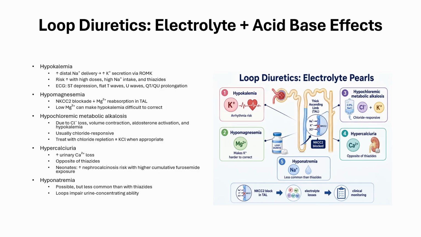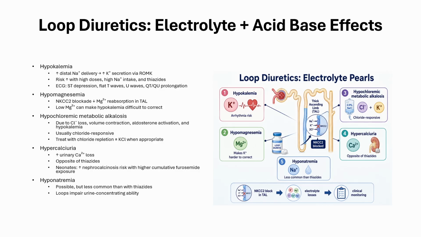Hypocalcemia and hypercalciuria also occur. This is the opposite of thiazides, which typically promote calcium retention. In neonates, furosemide-induced hypercalciuria increases the risk for nephrocalcinosis. One study found that cumulative exposure above 10 milligrams per kilogram was associated with an approximately 48-fold increased risk.